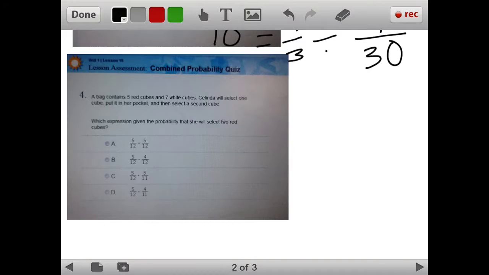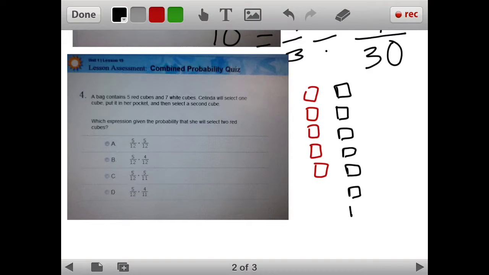Okay, so since I have a red option here, we'll do 1, 2, 3, 4, 5, and then there are 7 white cubes, so I'll do black. 1, 2, 3, 4, 5, 6, 7. Okay, and then I'll do my work in green. So the first time she reaches her hand in, she has an opportunity to get 5 red cubes out of a total of 12 cubes.